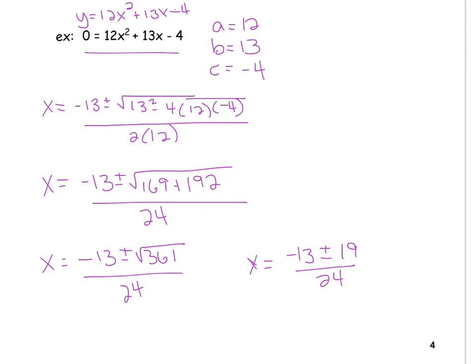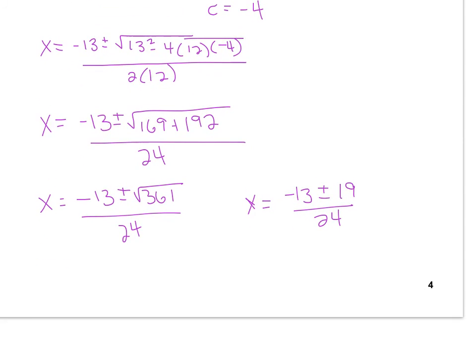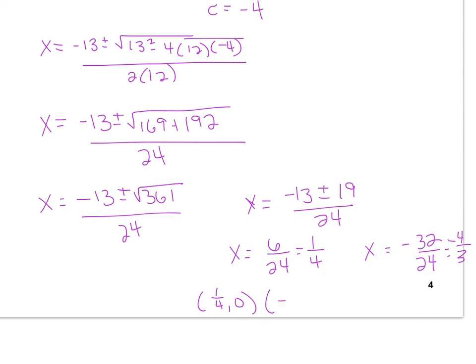The plus or minus basically says, hey, you've got two x-intercepts here. If you do negative 13 plus 19, I get 6 over 24, or 1/4. And if I do negative 13 minus 19, I get negative 32 over 24, which is negative 4/3. Those values represent points, so that would be the point 1/4, comma 0, and negative 4/3, comma 0.